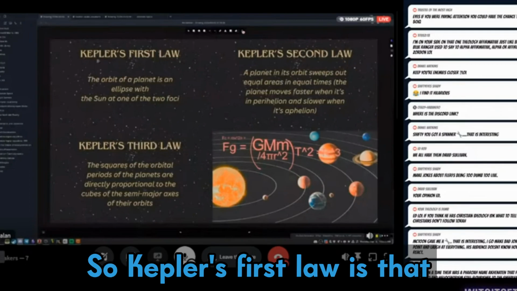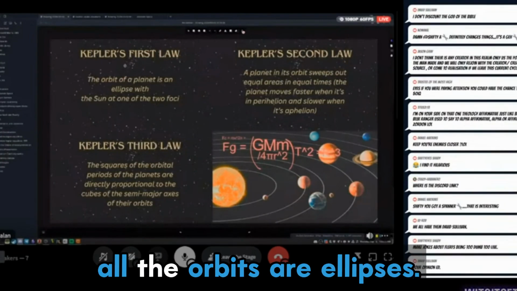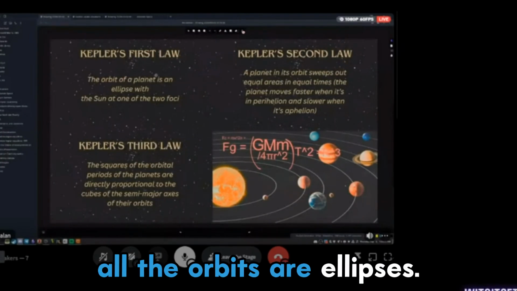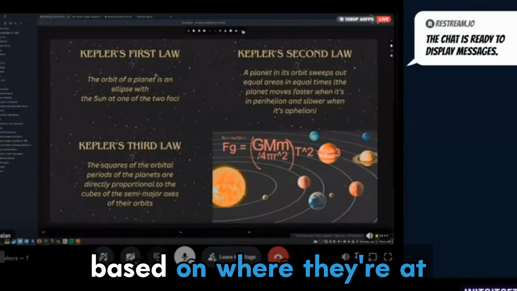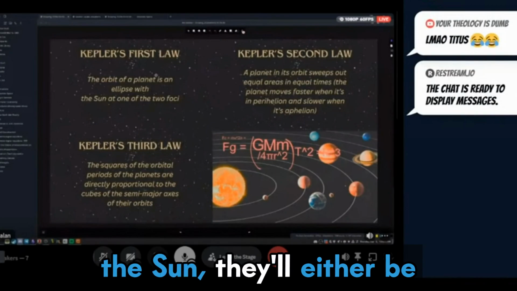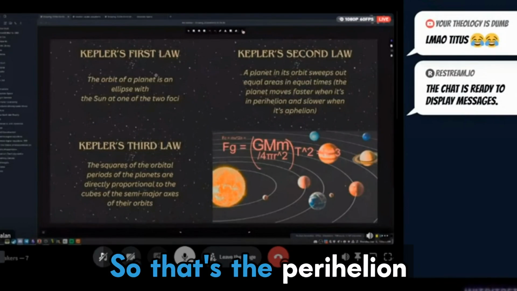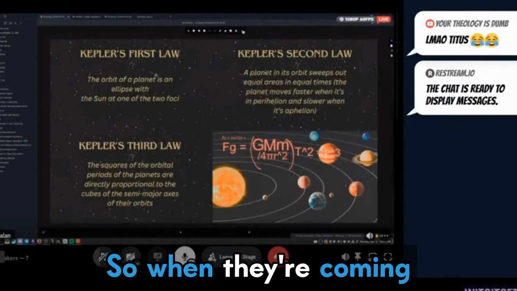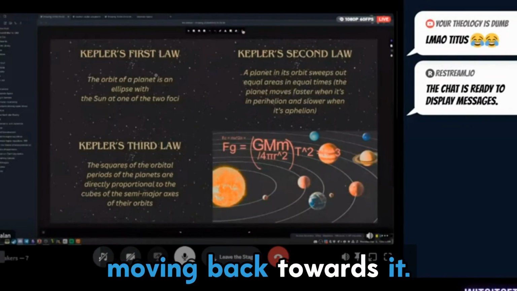So Kepler's first law is that all the orbits are ellipses. His second law is that, based on where they're at in their orbit in relation to the sun, they'll either be moving faster or slower. So that's the perihelion and aphelion, when they're coming around the sun and moving back towards it.